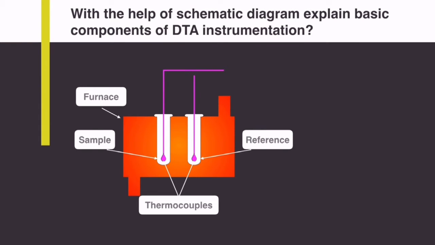Next comes the amplifier. If the temperature difference is small, it is difficult to measure accurately. Then it is to be amplified with an amplifier.